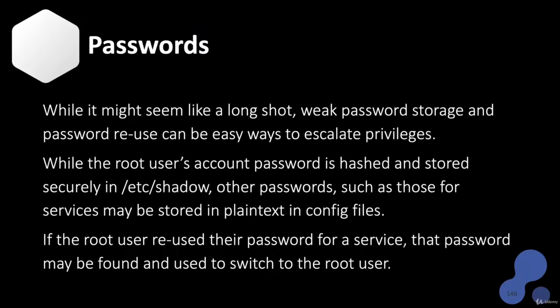Passwords and keys. While it might seem like a long shot, weak password storage and password reuse can be easy ways to escalate privileges. While the root user's account password is hashed and stored securely in /etc/shadow, other passwords, such as those for services, may be stored in plain text in config files. If the root user reused their password for a service, that password may be found and used to switch to the root user.